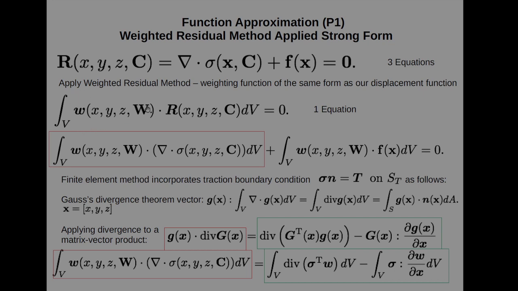The W are the coefficients that control the weighting functions. If we take the derivatives with respect to these W's, I end up with a system of equations that allows me to solve for the C's. Same as what you did before.